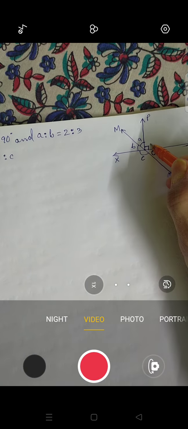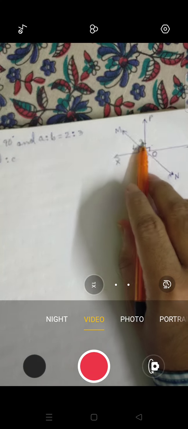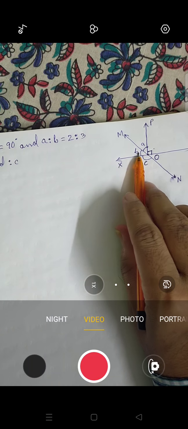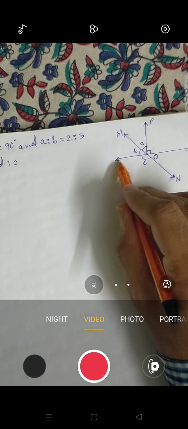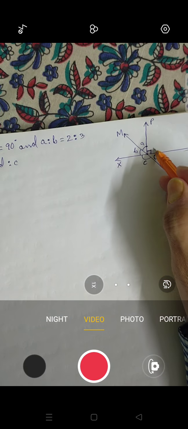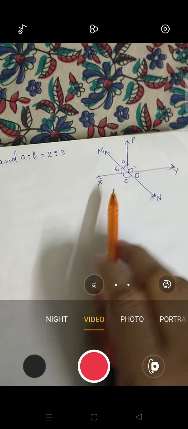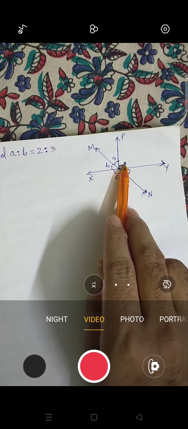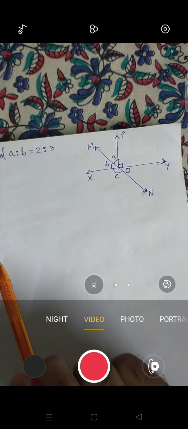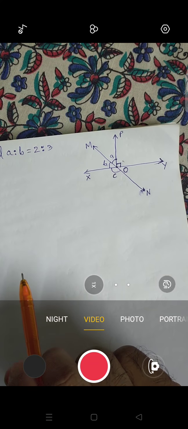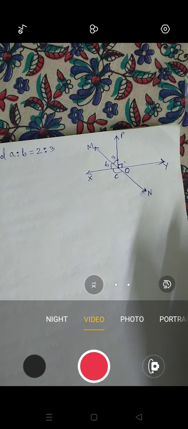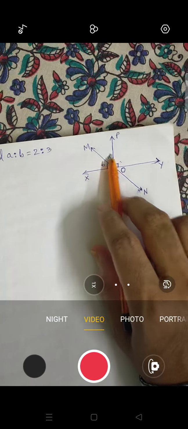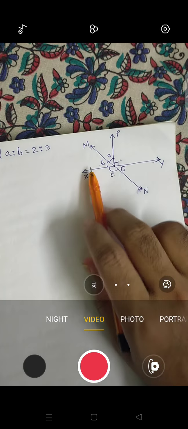Now we know that this is 90 degree. This and this, plus this, is a straight line. If this is a straight line, this angle and this angle, if we add, we will be getting 180 degree, and the reason will be, you can see that here 3 angles are there, so we can say straight angle. Straight angle will be 180 degree. Fine, we can't say linear pair.